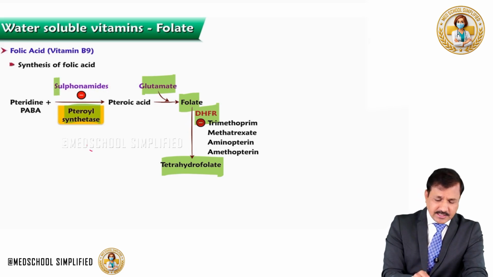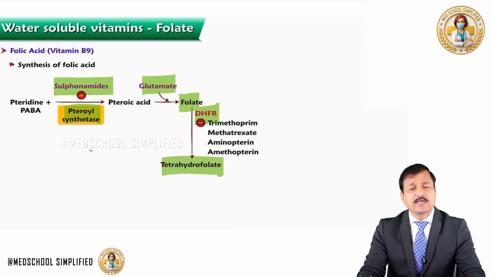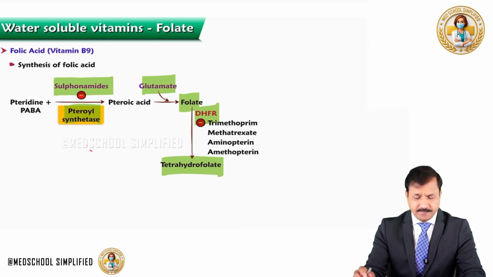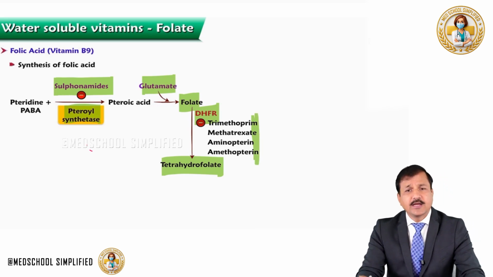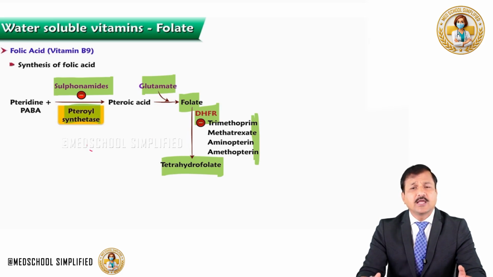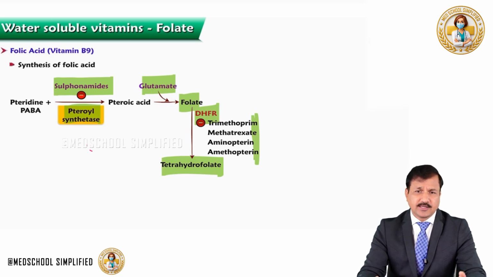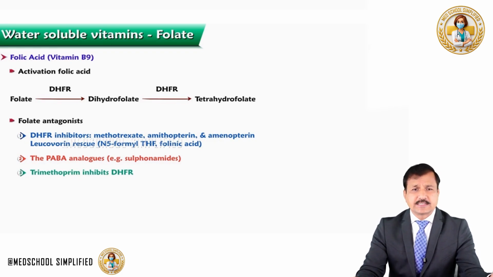That is, pteroyl synthetase enzyme is inhibited by sulfonamides, thereby decreasing folic acid synthesis in the bacteria. Dihydrofolate reductase enzyme is inhibited by trimethoprim, methotrexate, aminopterin, amethopterin. All these are anti-cancer drugs or anti-tumor drugs which will act on DHFR, thereby decreasing the conversion of folate into tetrahydrofolate molecule.